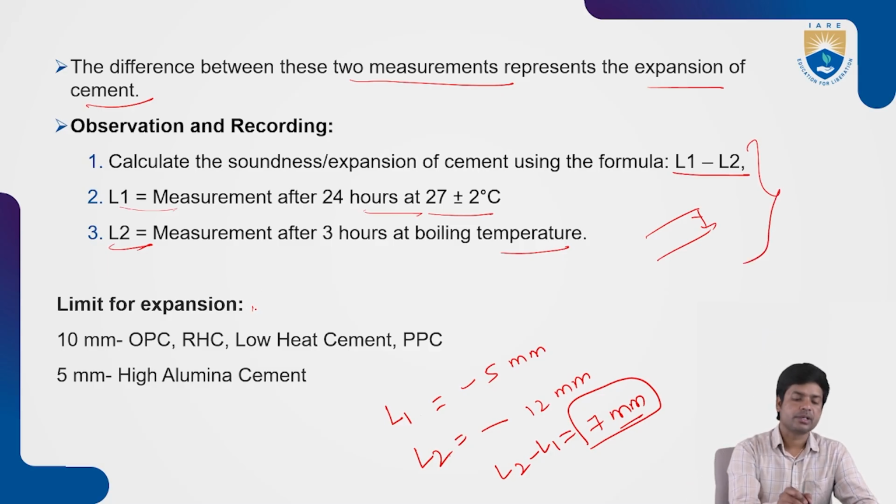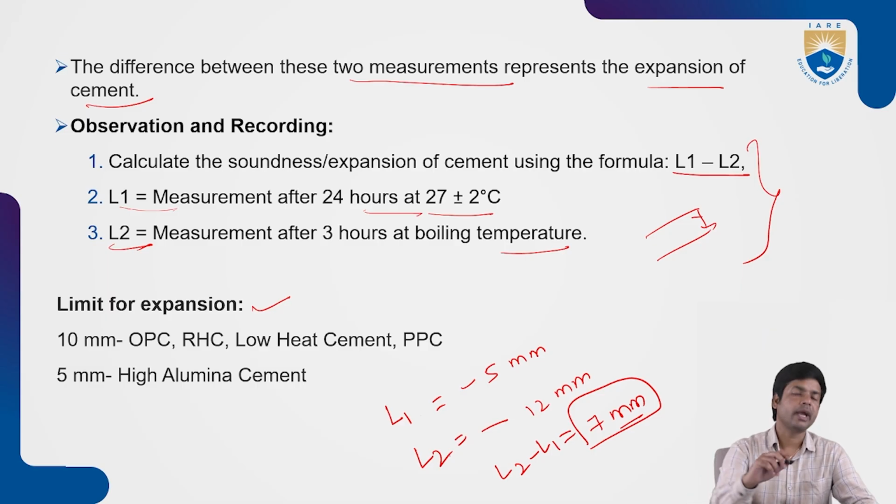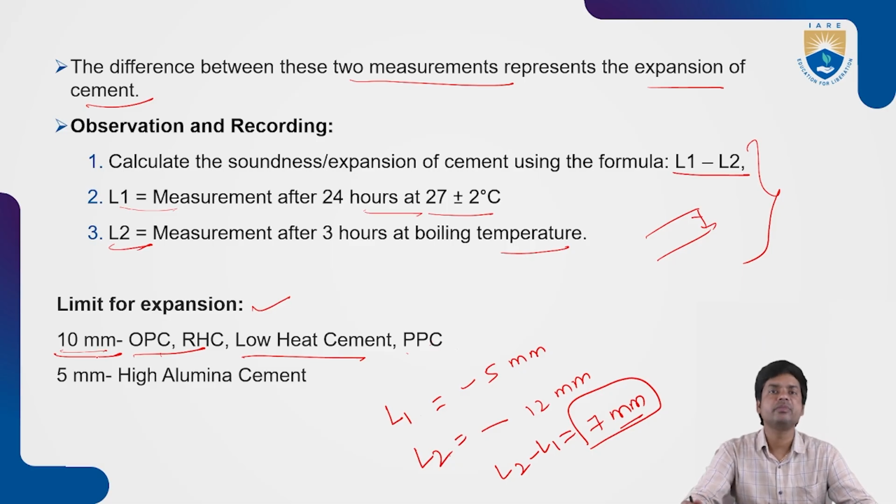And the limit of expansion. After checking the expansion value, we have limits based upon the type of cement. If the limit is crossed, we are not going to use it in construction, as it may not be suitable. The first one is 10 mm: the expansion can be 10 mm for OPC, rapid hardening cement, low heat cement, and Portland Pozzolana cement. Beyond 10 mm we cannot allow it.